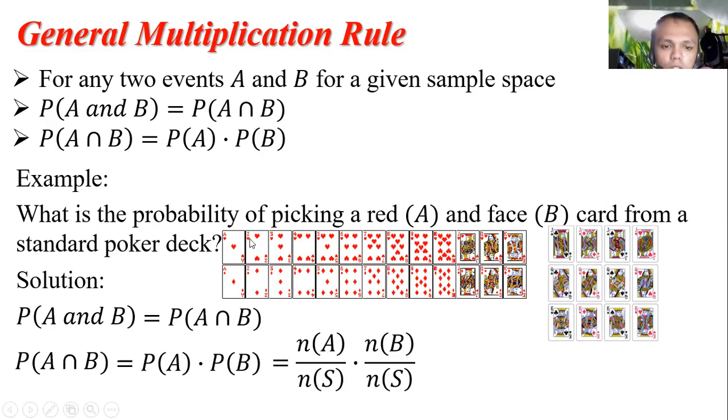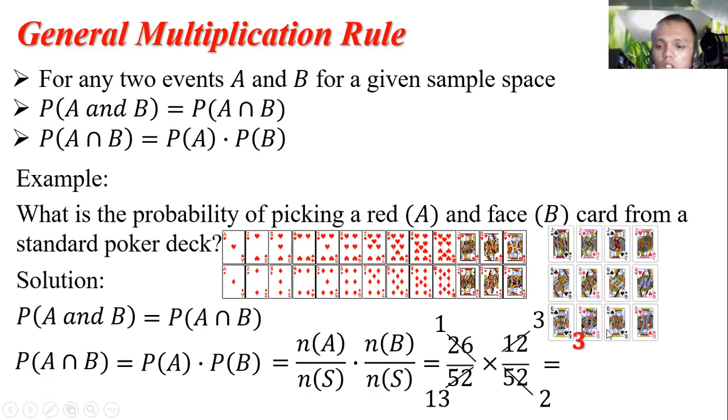For the number of events of A, we have 26, that is 13 times 2, over our sample space of 52, times the number of events of B, where we have 12, so 12 over 52. Cancel this out, cancel this out. We have 1 and 2, and then 3 and 13. So 1 times 3 is 3, and 13 times 2 is 26. So the probability of these two events is 3 over 26, the probability of A and B, because the "and" means multiplication.